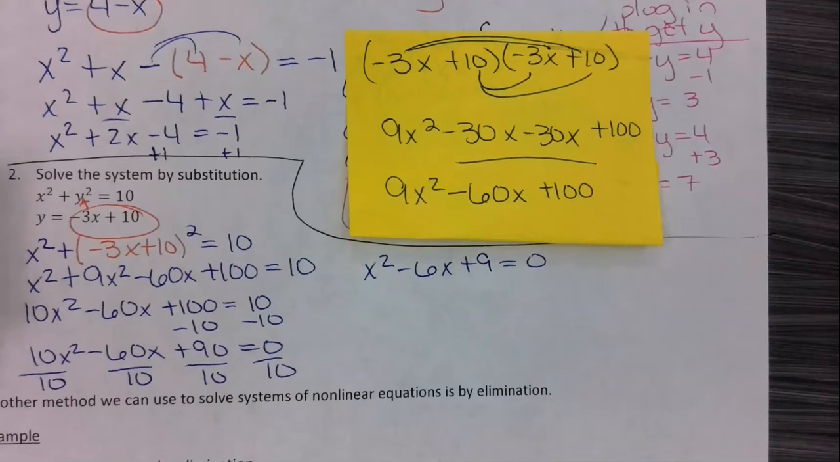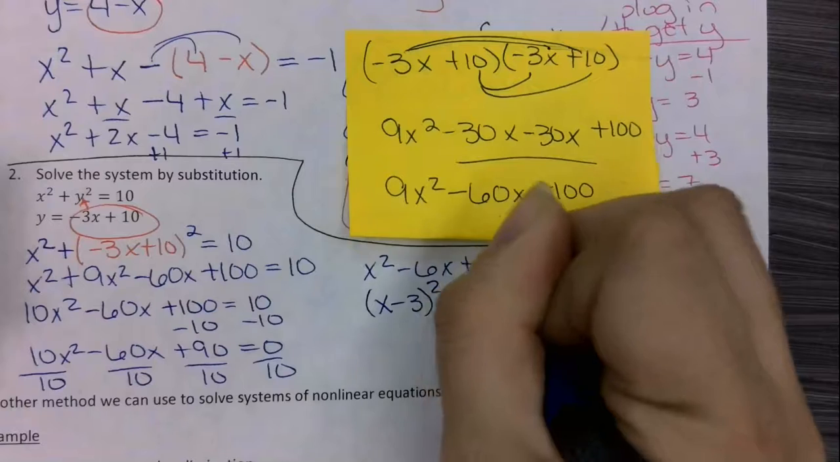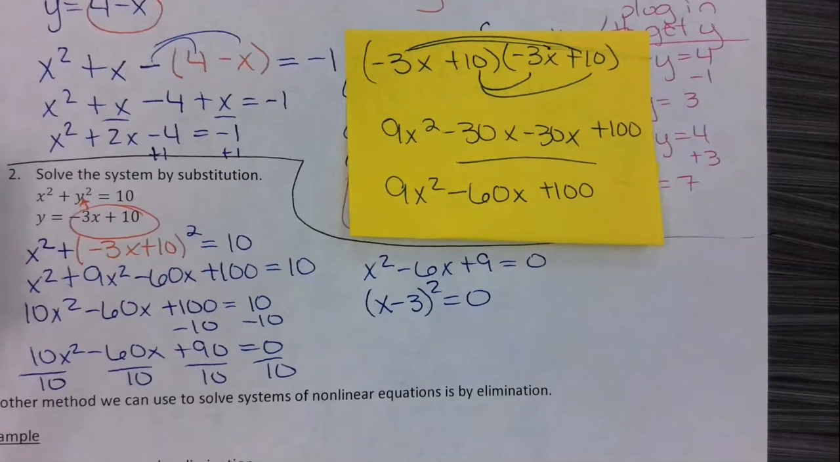What multiplies to positive 9 and adds up to negative 6? Negative 3 and negative 3. So I can just write x minus 3 squared equals 0. Because there's 2 negative 3's. Yeah.